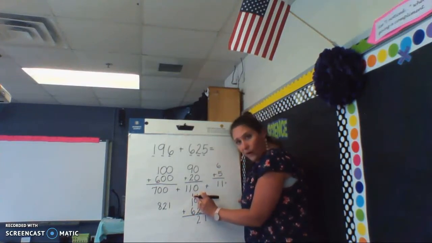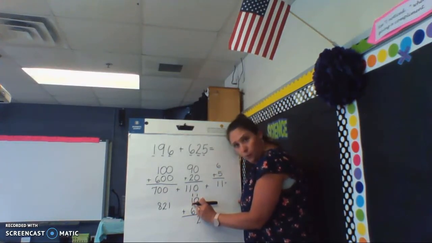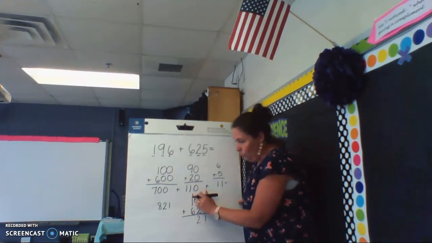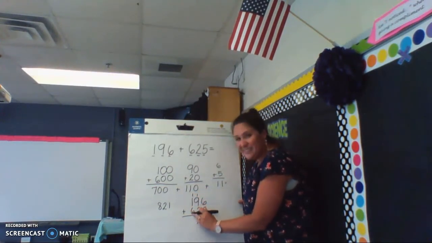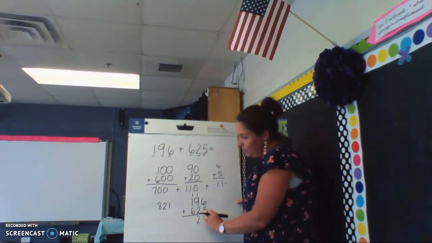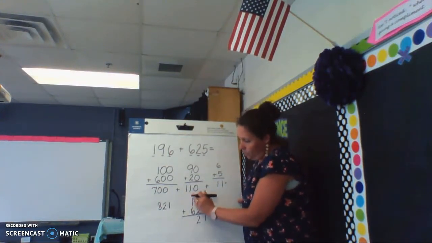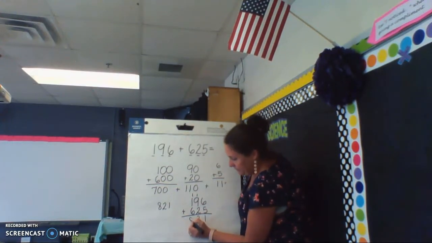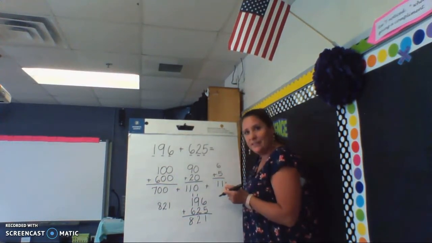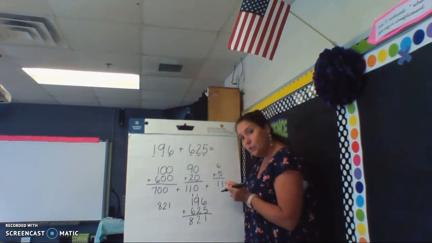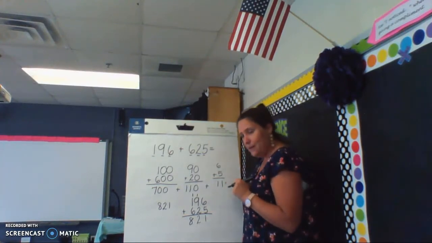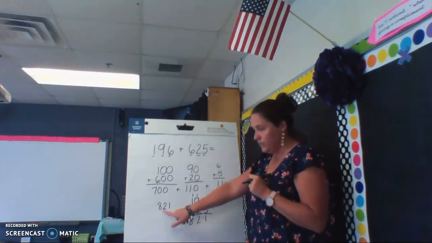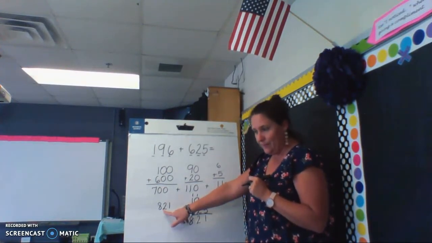We have now one group of 100, another one group of 100, and 6 groups of 100, which is really 100 plus 100 plus 600. So now when we add these three together, 1 plus 1 is 2, and 2 plus 6 is 8. But is that 8 really just an 8, or is it 800? You decide. Let me know. So we get the final answer of 821, which is exactly what we got right here.